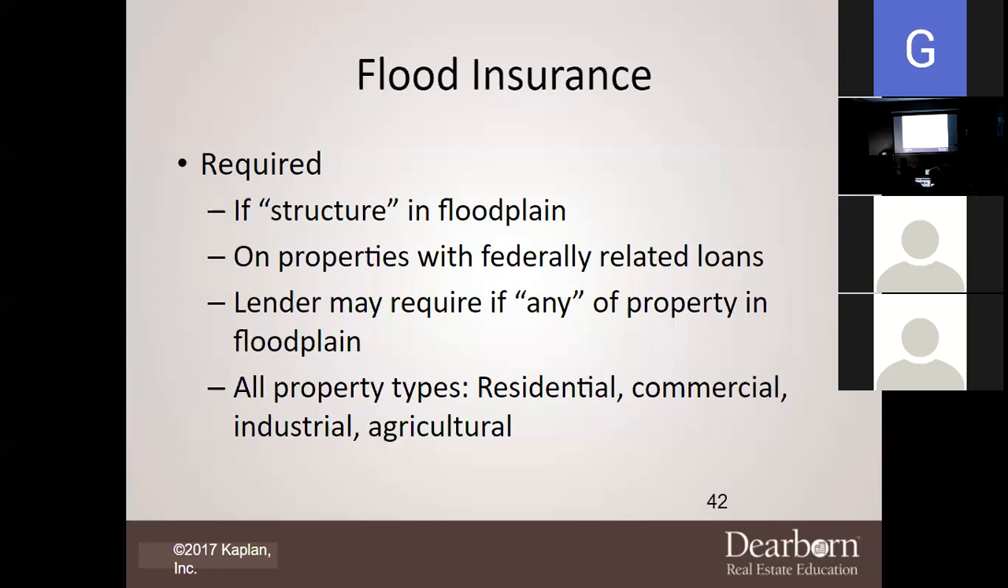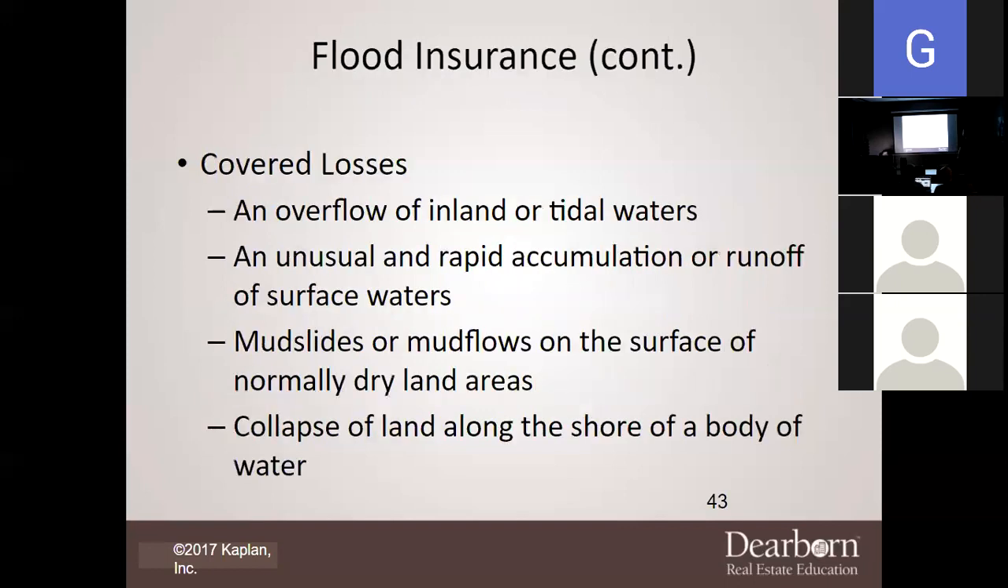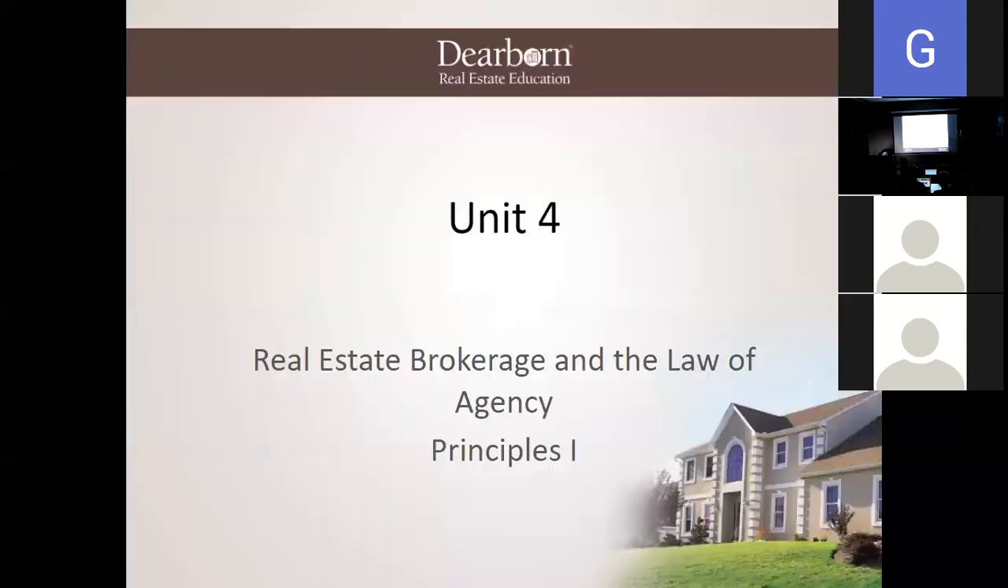Now, this is the part I was just telling you. If any part of the property is in the floodplain, the lender may require it, and it's going to be included. And all property types, whether residential, commercial, industrial, or agricultural, are included. Every bit of it. Now, these covered losses are going to cover any overflow of inland or tidal waters, an unusual or rapid accumulation or runoff of surface water, mudslides, mud flows at the surface of normally dry land, or collapse of land along the shore of a body of water. It's going to cover you for these situations.